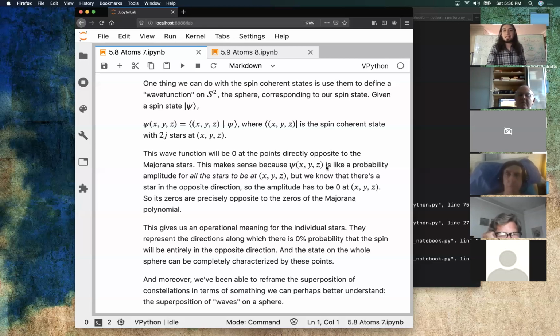You see, psi XYZ is the probability amplitude for all the stars to be at the point XYZ, right? Like XYZ is a spin coherent state. It's like the state where all the points are at this one part, right? That's right. So XYZ there is in your spin space, not location in physical space, but location in geometric space, whatever you want to call the space we live in.